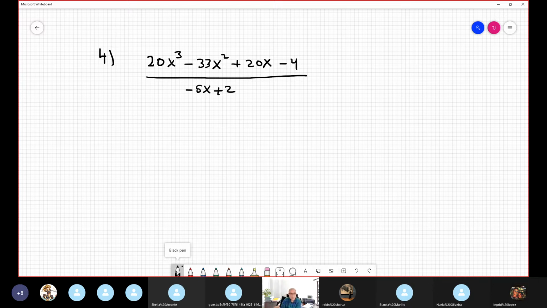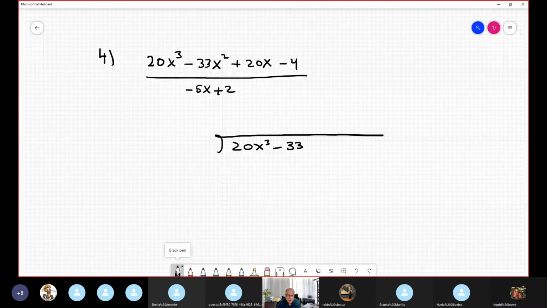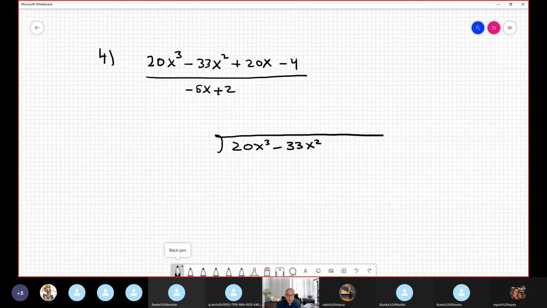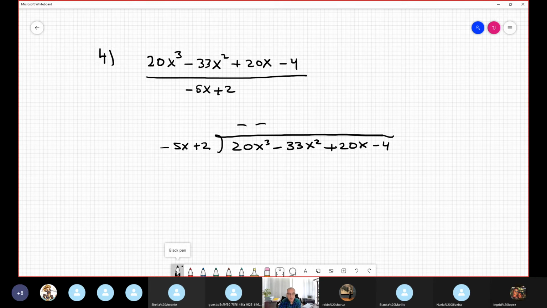It's the division of the polynomial, no? Polynomial division. This is the dividend. The dividend is the top part, 20x cubed minus 33x squared plus 20x minus 4, and the divisor is minus 5x plus 2. And my answer, you write here in the quotient part.